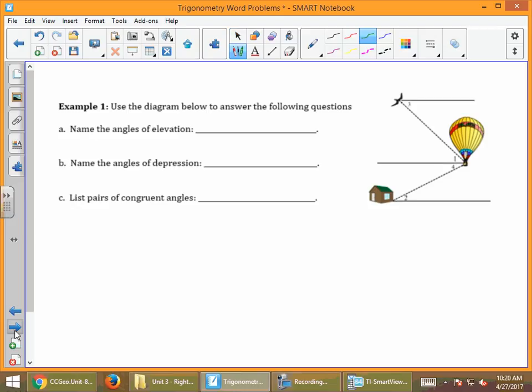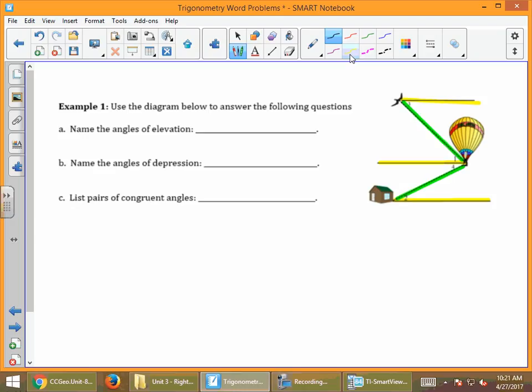So, in example 1, we're going to use the diagram below to answer the following. For A we need to name the angles of elevation, and for B we need to name the angles of depression. I'm going to do this at the same time, it'll be more helpful. If we look here, all these are horizontal lines, and all these slanted ones are our lines of sight. I'm going to go through each angle and do the arrow test to see whether it's an angle of depression or an angle of elevation.